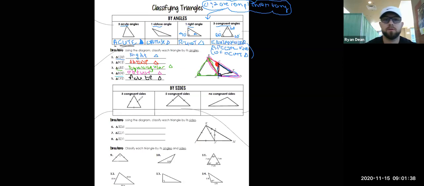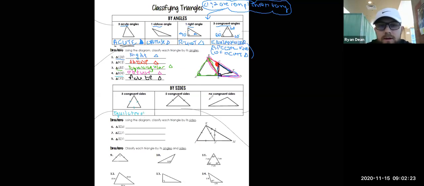Okay, now when we classify triangles by sides, this has nothing to do with the angles that we see. It only has to do with the sides. So when you do it by sides, what you're really looking for are the arc marks. So here with the 3 congruent sides, you're looking for either 3 arc marks or 3 side length measures that are the same length. So 3 congruent sides is going to be kind of like the 3 congruent angles, except that with the 3 congruent sides, we have equilateral. So lateral is our word for sides, so equilateral for 3 congruent sides.